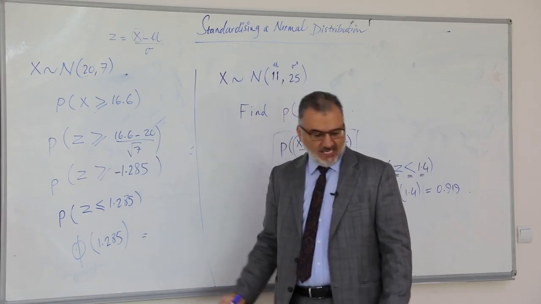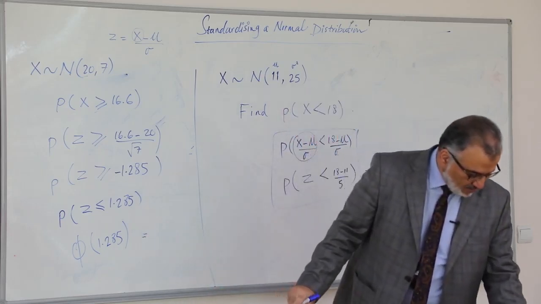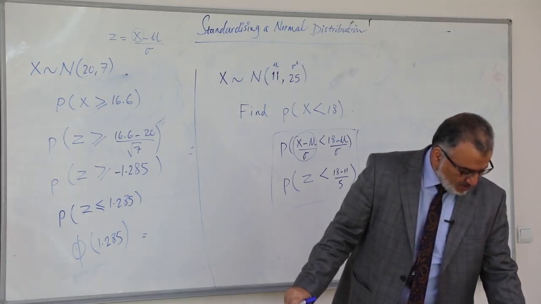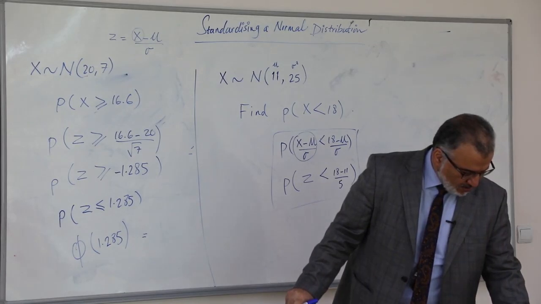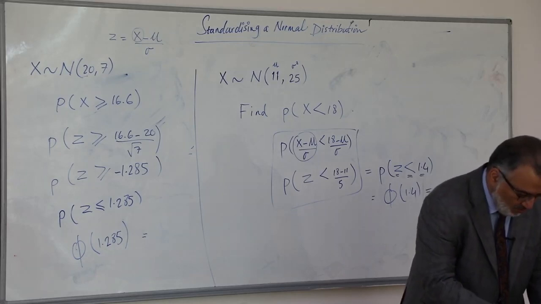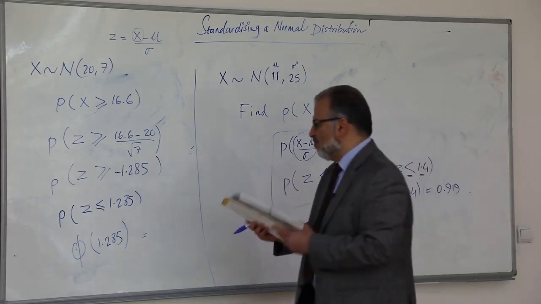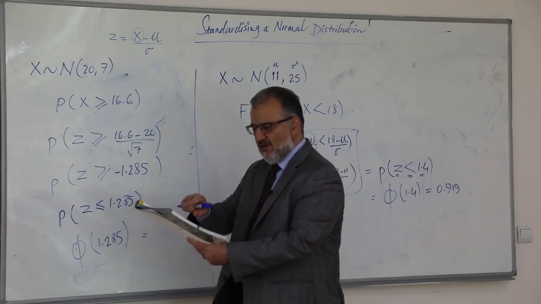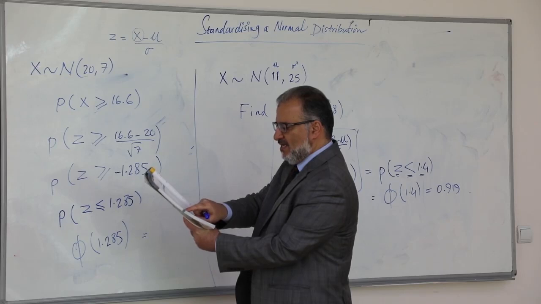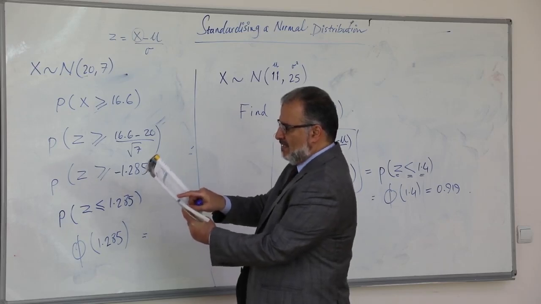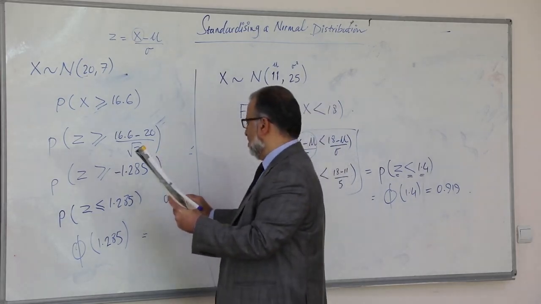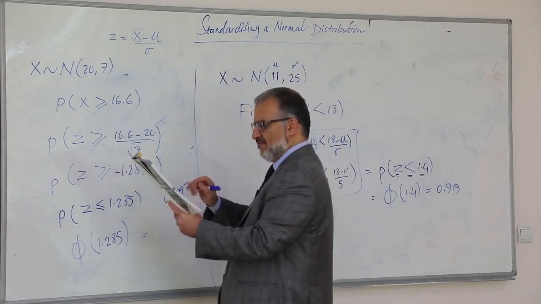So it equals, from the tables, you have to find it. Okay, let's go to the tables, page 222. Together, 1.285. We have to go to 1.2, then 8. Here you have 1.28. You have 0.8997.